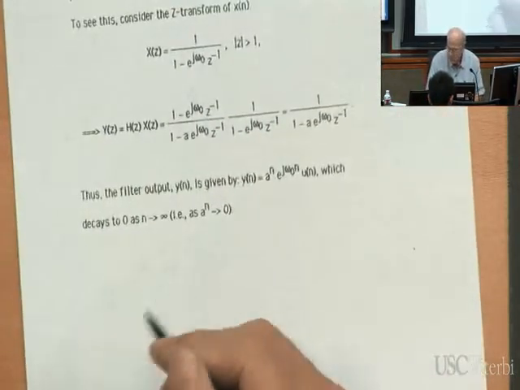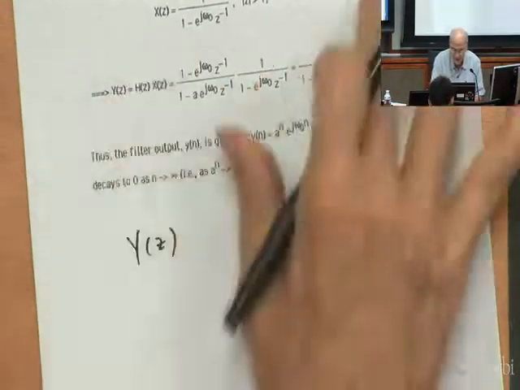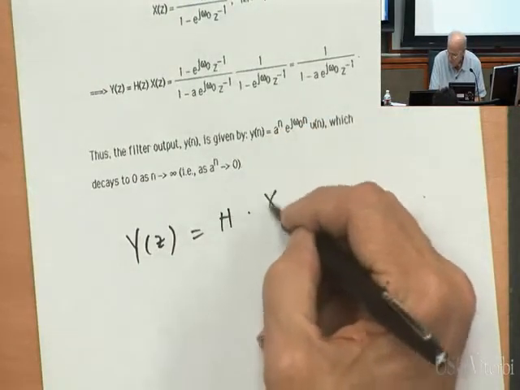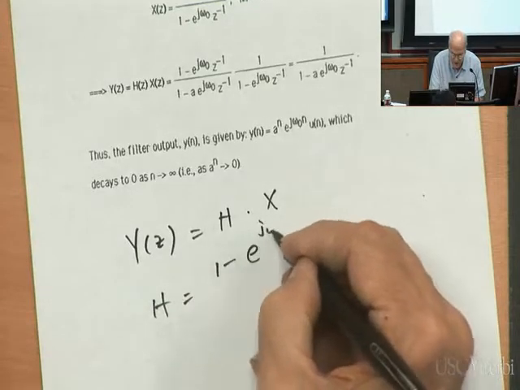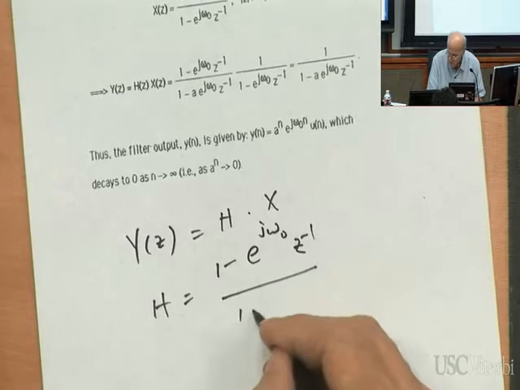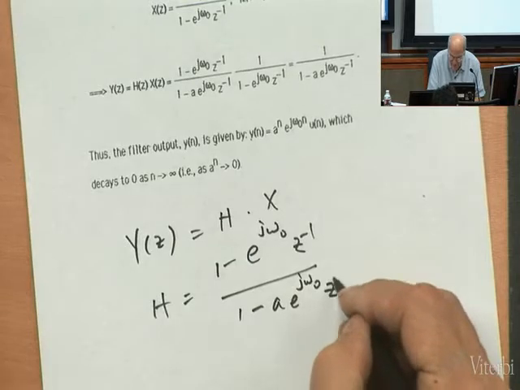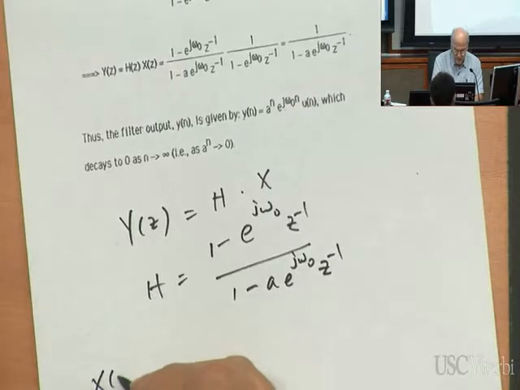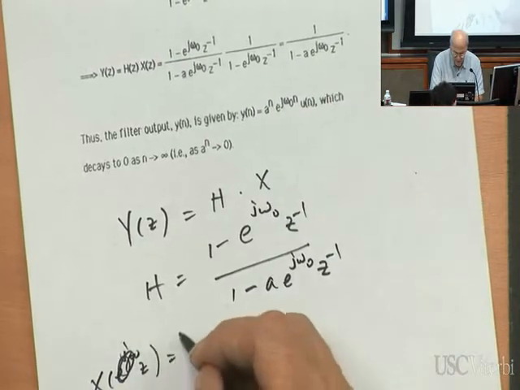Now, we know that Y of z, and I've written it also, it's printed here, is equal to H times X. We know that H is equal to 1 minus e to the j omega naught z inverse divided by 1 minus a e to the j omega naught z inverse. So we know that. But what about X? What is X of z, what does that equal?